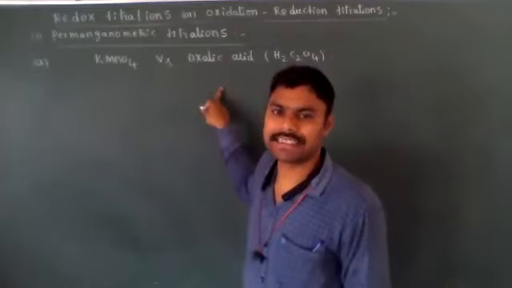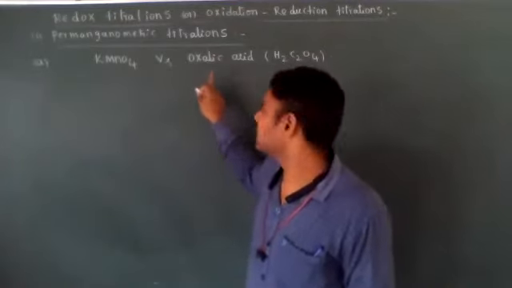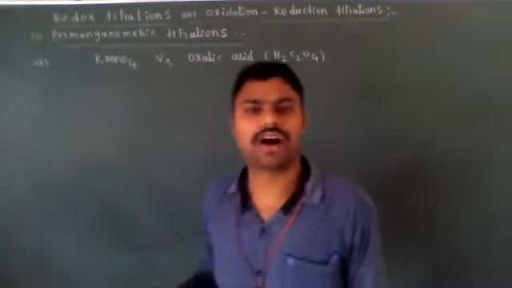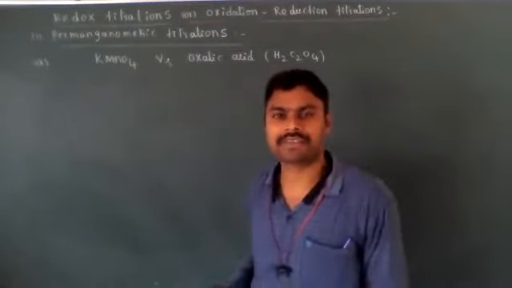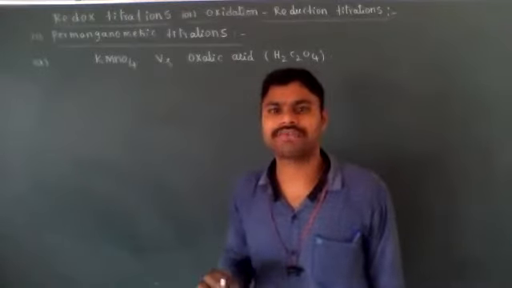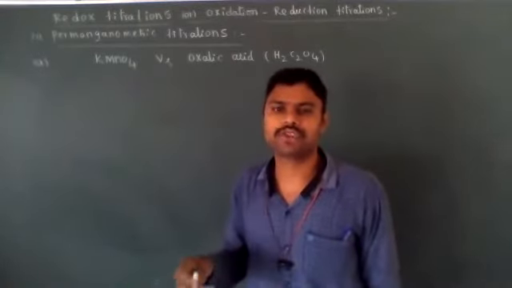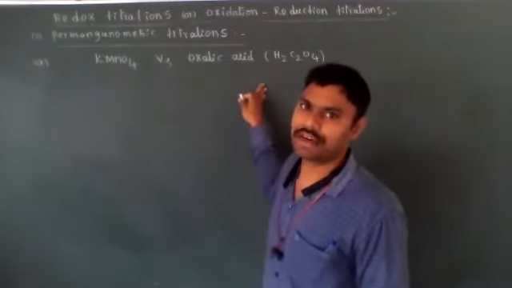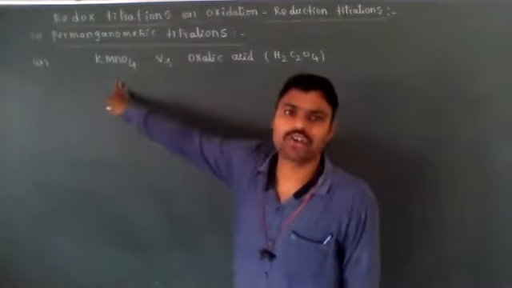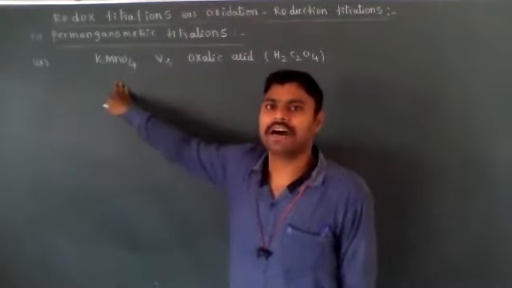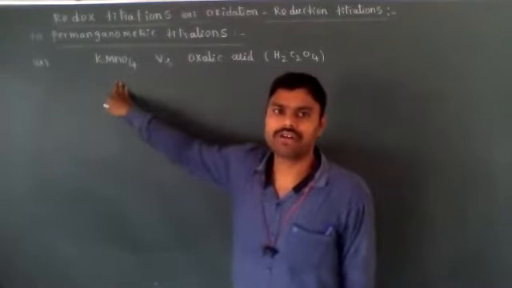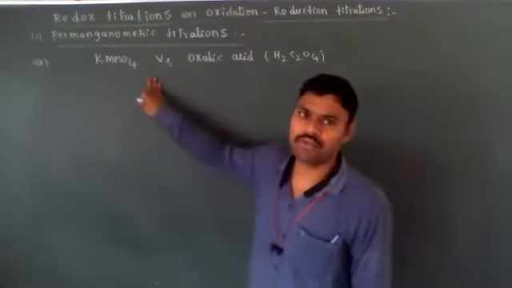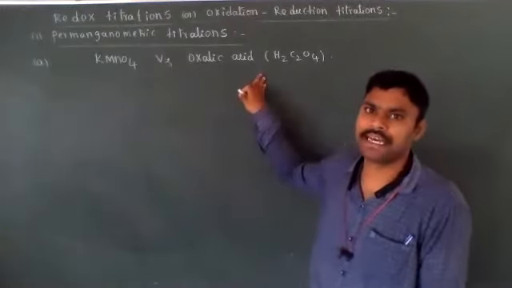In that, oxalic acid is of known concentration, meaning its concentration will be given. That's why oxalic acid is called a standard solution. What is the meaning of standard solution? The solution whose concentration is known, meaning known concentration solutions, are called standard solutions. By using a standard solution, we need to find out the unknown solution's concentration or strength. So in permanganometric titration, the first one is KMnO4, potassium permanganate, versus oxalic acid.